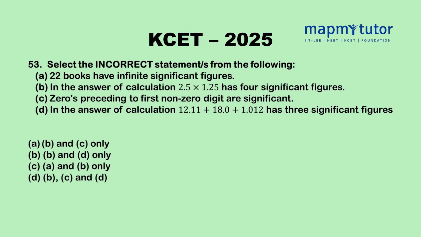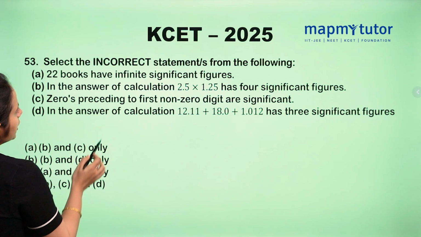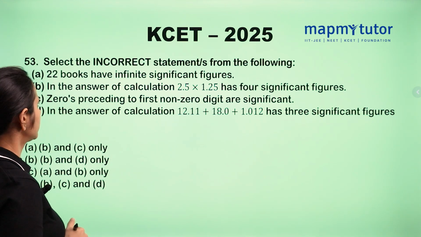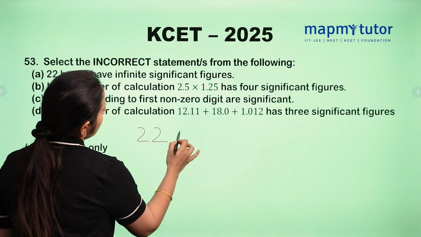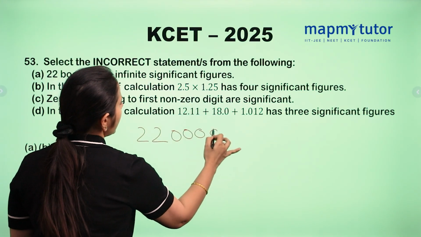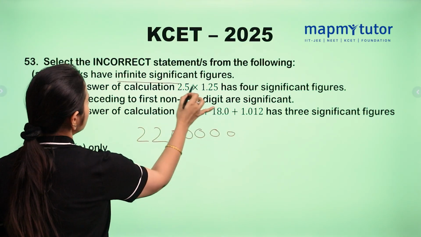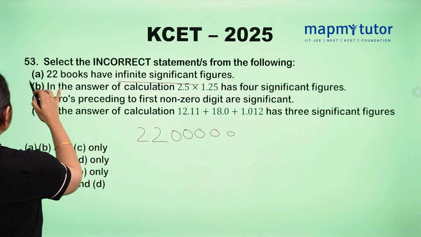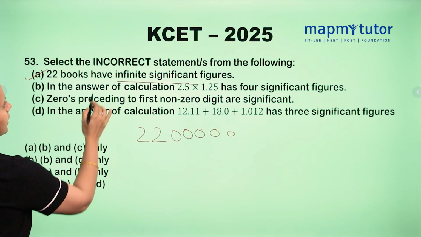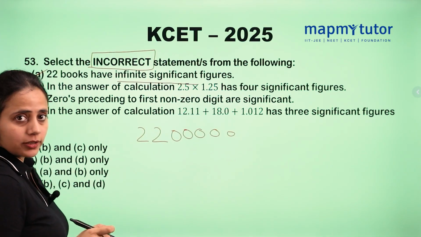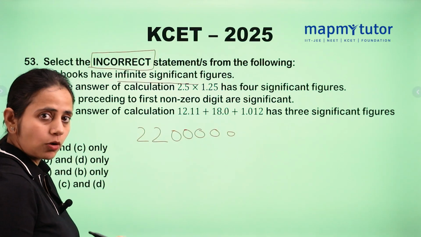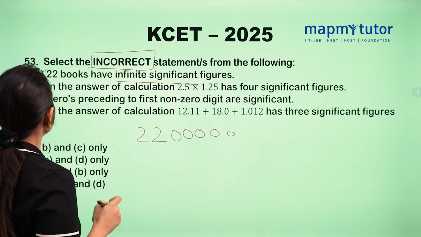Let's move to the next question. Select the incorrect statements from the following. Let's see. Exact numbers have infinite significant figures. This is true, because for an exact number we can add any number of zeros to it, so it has infinite significant figures. So statement A is right, and he is asking about the incorrect ones. Please focus in the question on whether they are asking correct or incorrect. It is very important, okay?